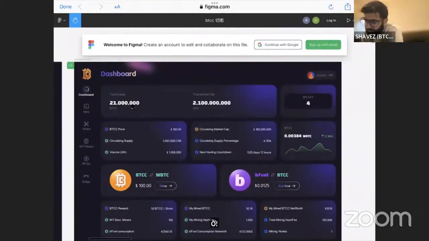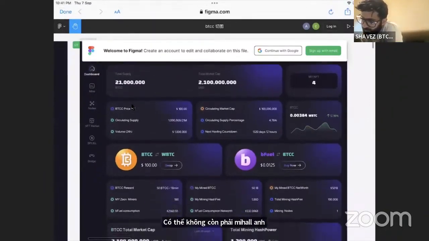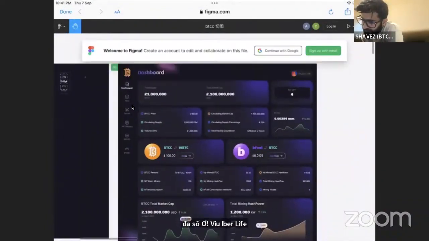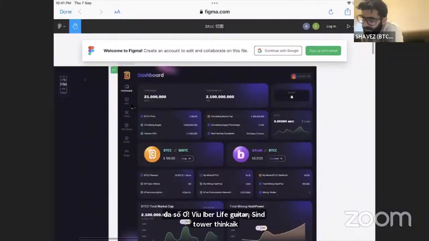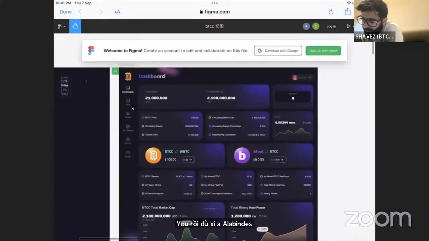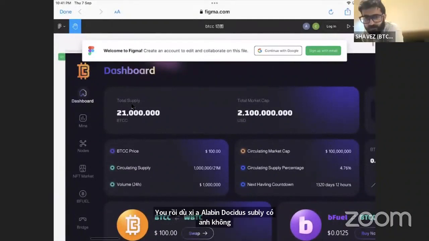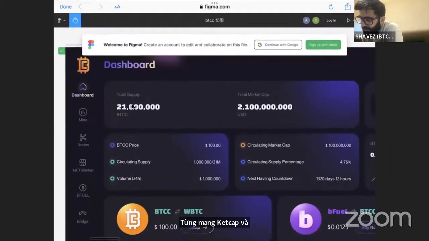Okay, perfect. So we all understand the dashboard view. I believe it has been two or three times that I went over it, so I'll repeat it. You see total supply of BTCC and total market cap according to the price. If the price is $100, then it is 2.1 billion.